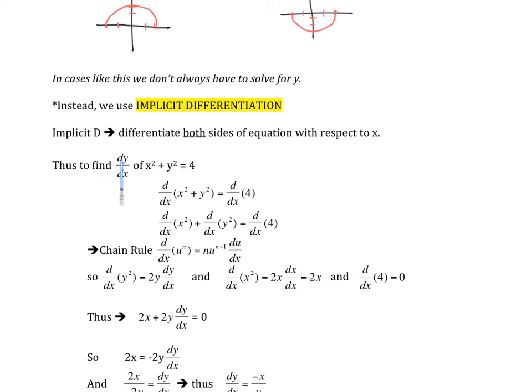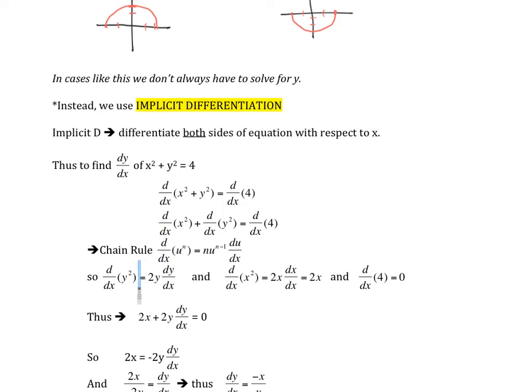So if I want to find dy/dx of this, I would take the derivative with respect to x of this side and the derivative with respect to x of that side. Okay, so that means if I take the derivative with respect to x of this equation and the derivative with respect to x of that equation, well, this one, what's the derivative of a constant? That's going to be 0.